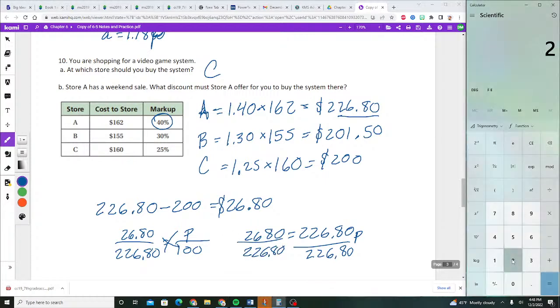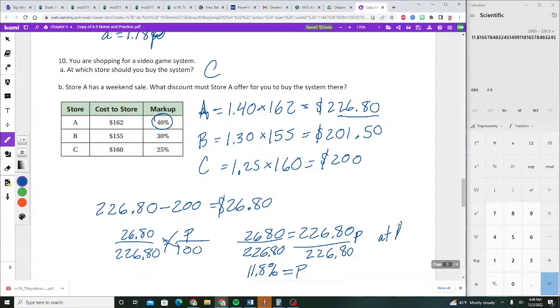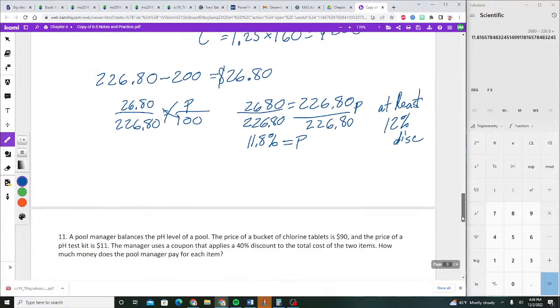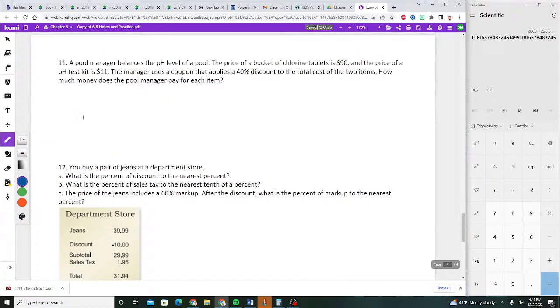So this would be 2680 divided by 226.8. That's going to give us this, which means that the store, to be specific, is an 11.8% discount. But what we really want to say then is at least a 12% discount.